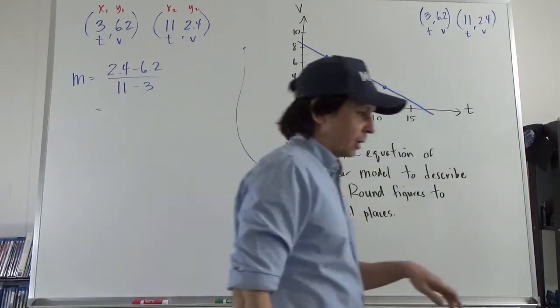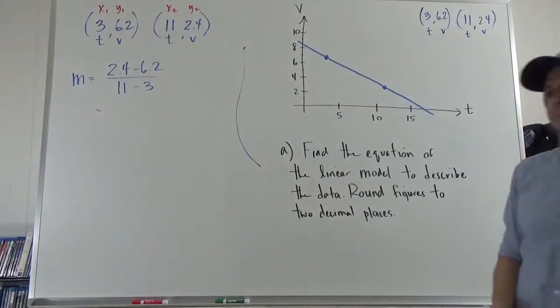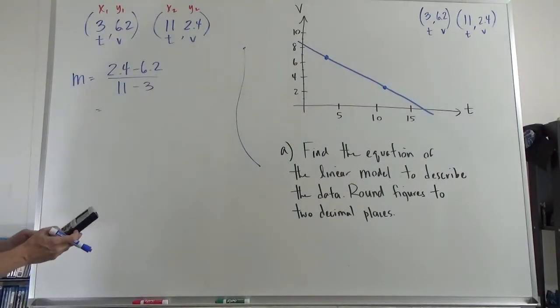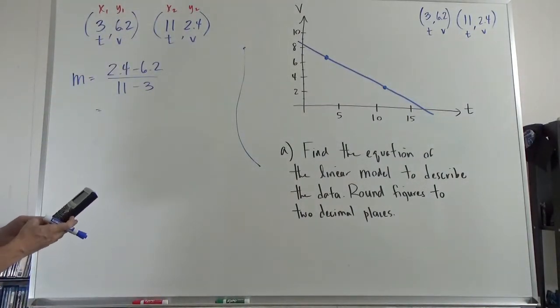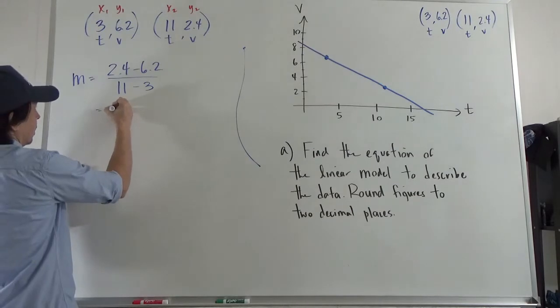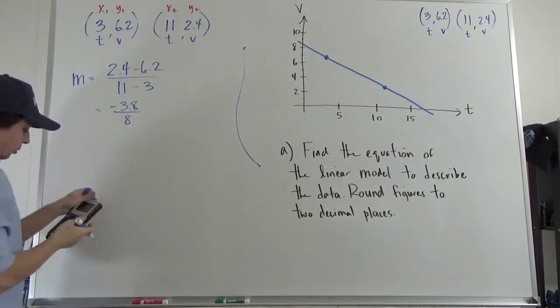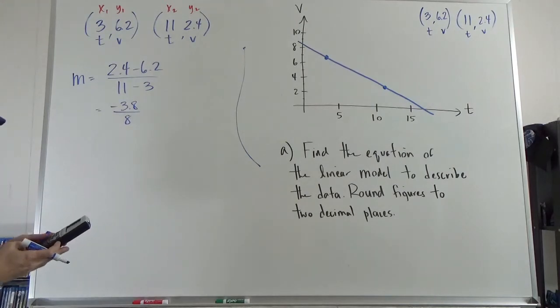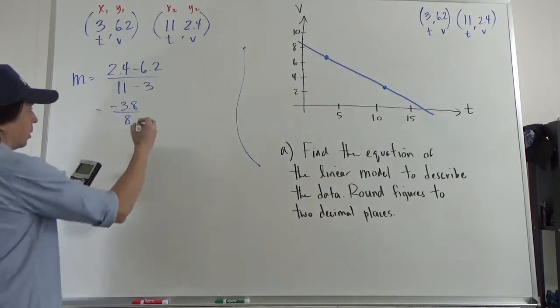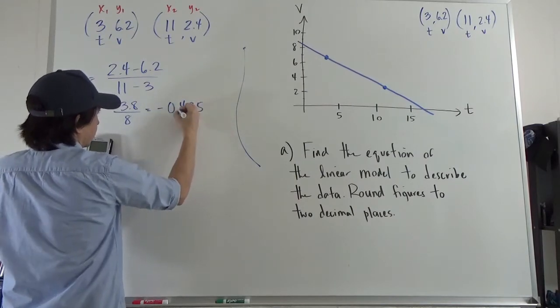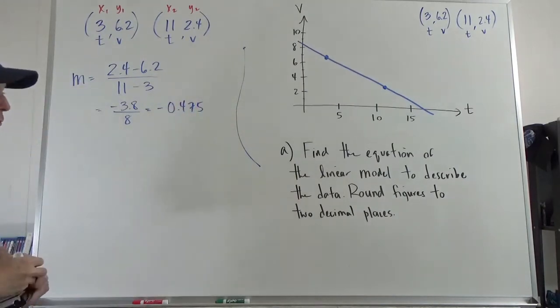And it's not so nice, and I definitely can't do this in my head. I mean, I could, maybe, but I wouldn't rely on it for sure. 2.4 minus 6.2. I'll just do the top and the bottom separately. 11 minus 3 is 8, so I'm just going to divide this by 8. I got negative 0.475. It does say to round figures, and that's a figure.